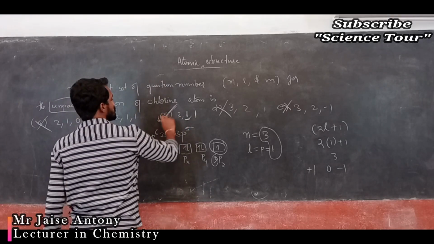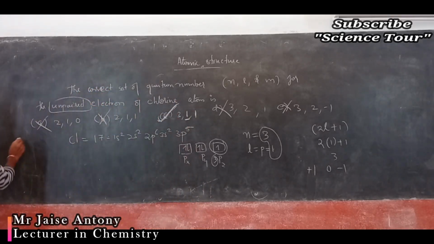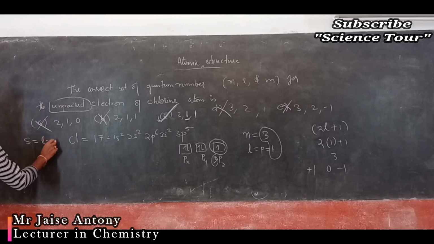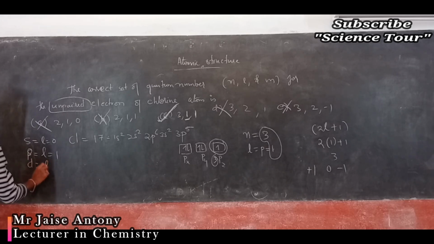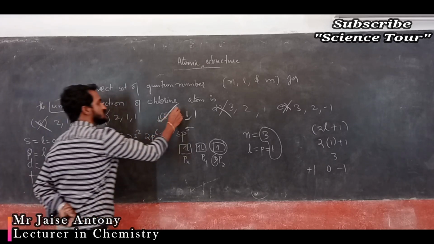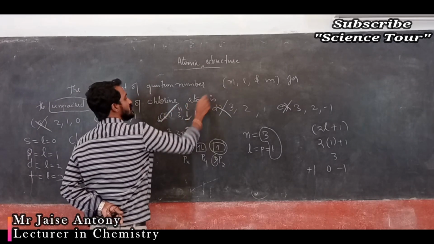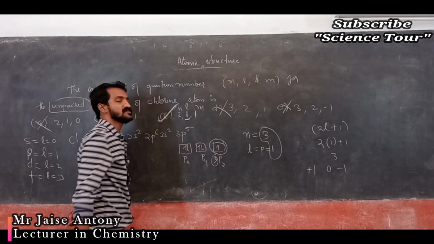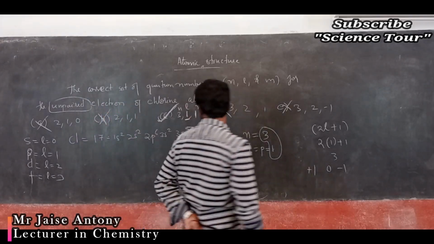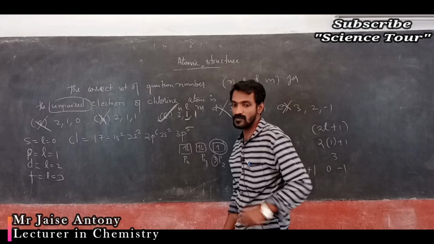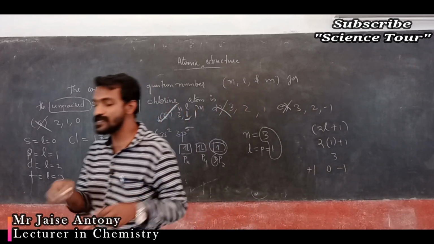So this is correct. You should always remember: for s the l value is 0, for p the l value is 1, for d the l value is 2, for f the l value is 3. So here n is this one, l is this one, ml is this one. So option C is correct. Please note down, my dear students.